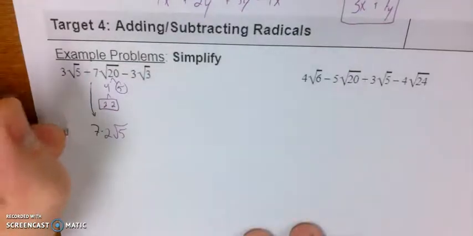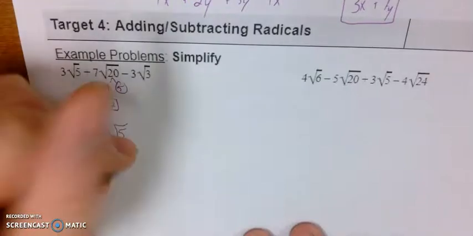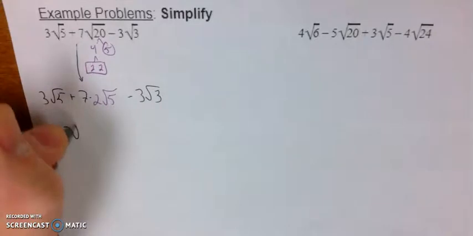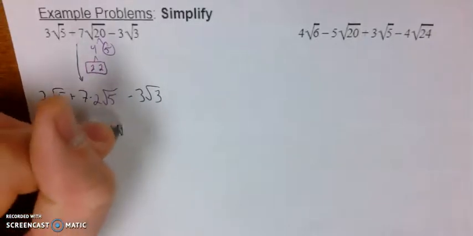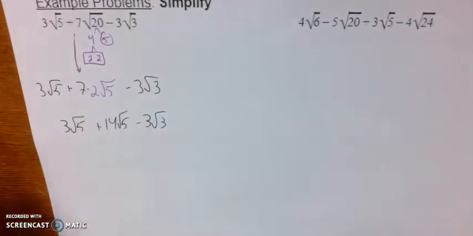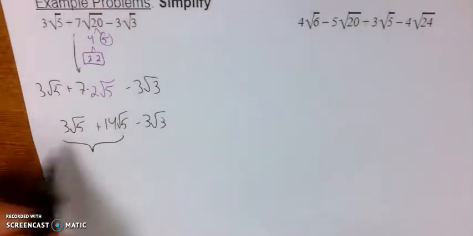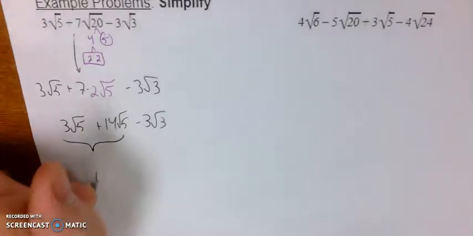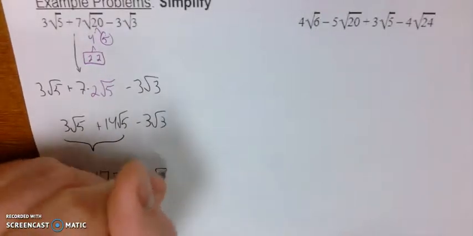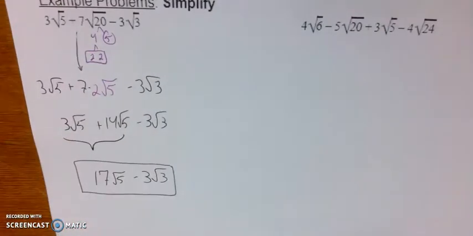So this is really 3 rad 5 plus 7 times 2. That's going to be 14 rad 5 minus 3 rad 3. So again, 3 rad 5 plus 14 rad 5 minus 3 rad 3. And then combining like terms, since they both have a rad 5, I add the coefficients together, and 3 plus 14 is 17 rad 5 minus 3 rad 3. So not too terribly difficult.